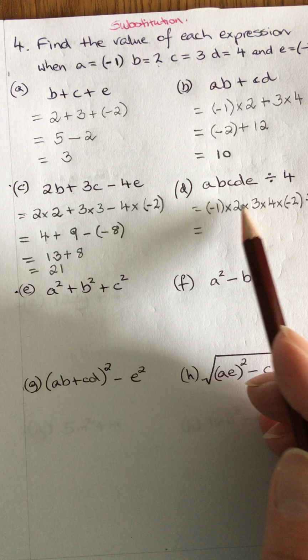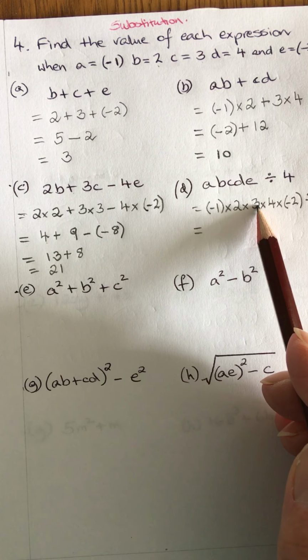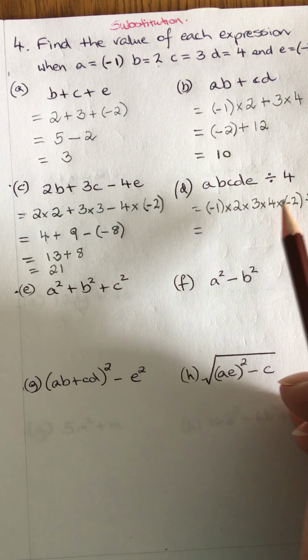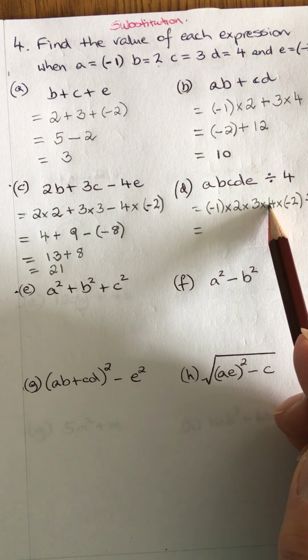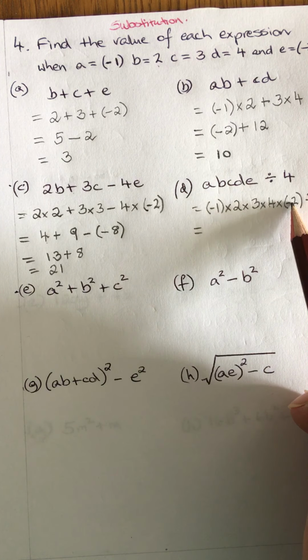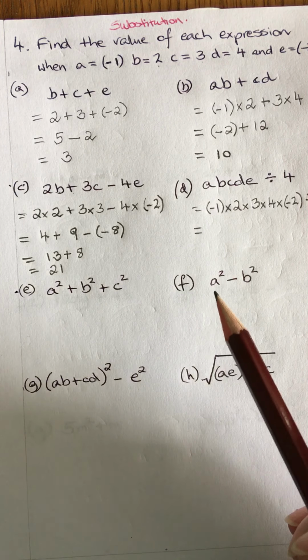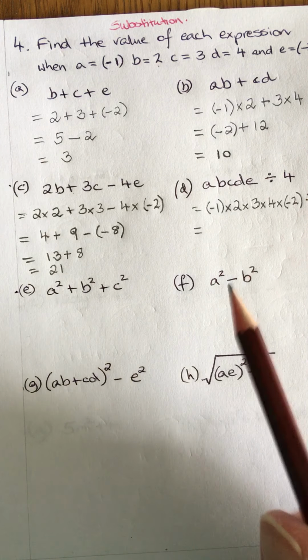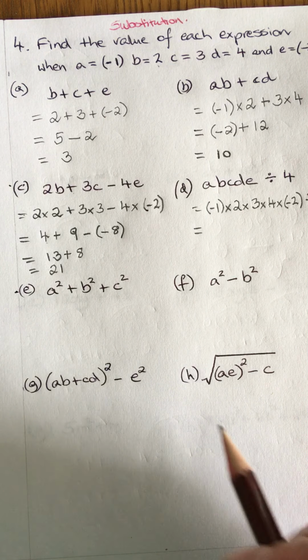Negative 2 times 3 becomes negative 6. Negative 6 times 4 is negative 24. And negative 24 times negative 2, negative times negative is positive, so it becomes positive 48.